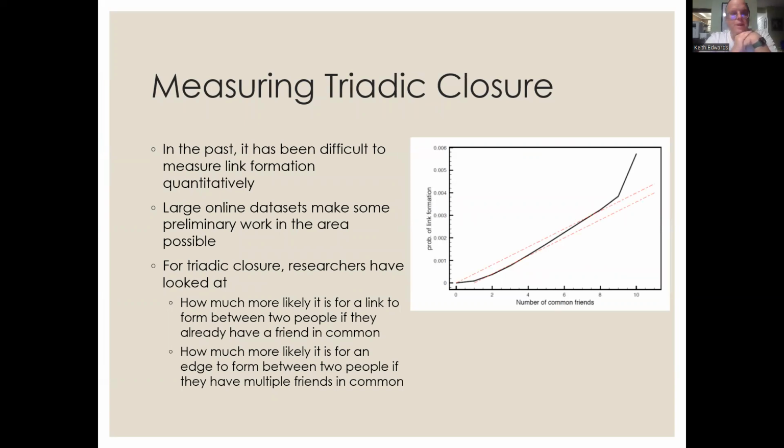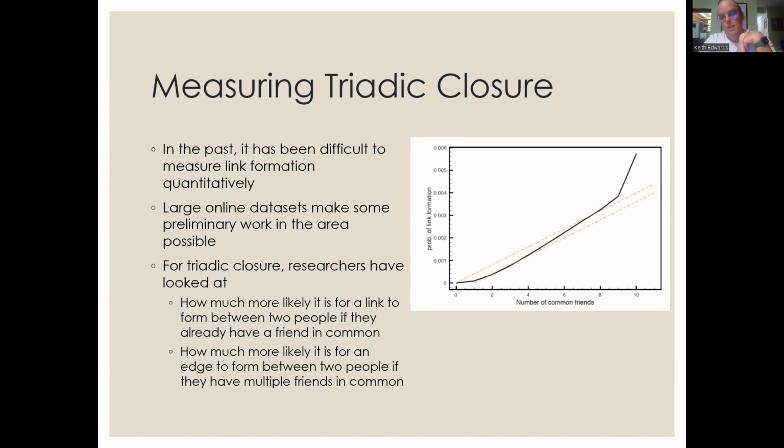So how can we measure this triadic closure? In the past, it's been difficult to measure link formation quantitatively, but large online data sets have made some preliminary work in this area possible. For triadic closure, researchers have looked at how much more likely it is for a link to form between two people if they already have a friend in common, and how much more likely it is for an edge to form between two people if they have multiple friends in common.